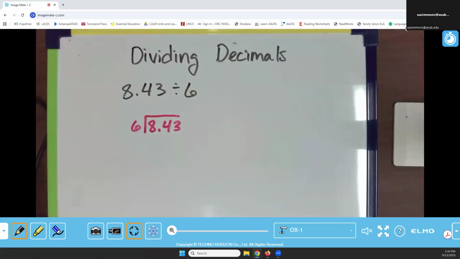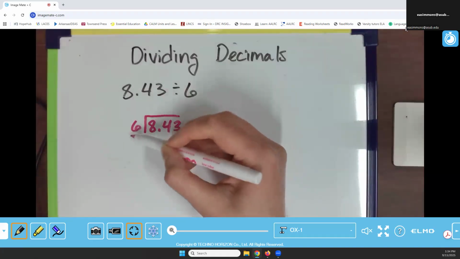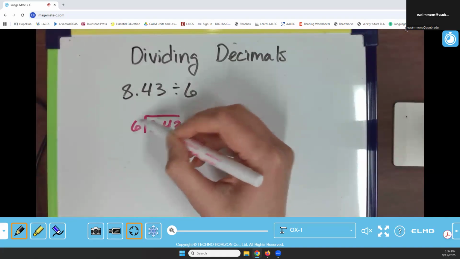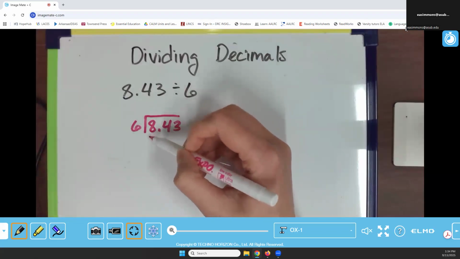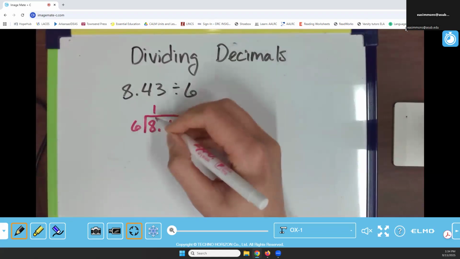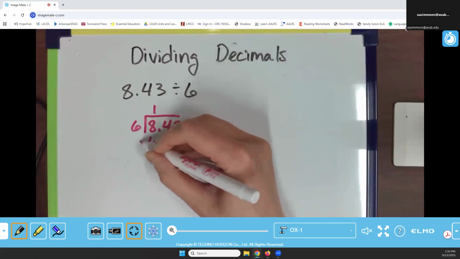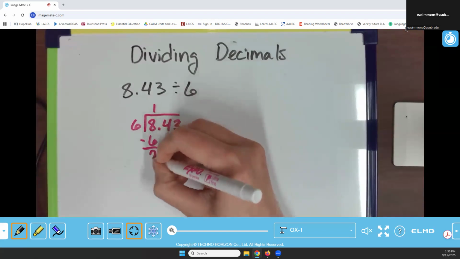When we do long division, our first number always goes on the inside, and our second number goes on the outside. We're going to start by comparing our outside number to everything on the inside, 1 digit at a time. We'll start with 6 compared to 8. 6 can go into 8 1 time. 6 times 1 is 6, so we'll subtract 6 from 8, and we're left with 2.